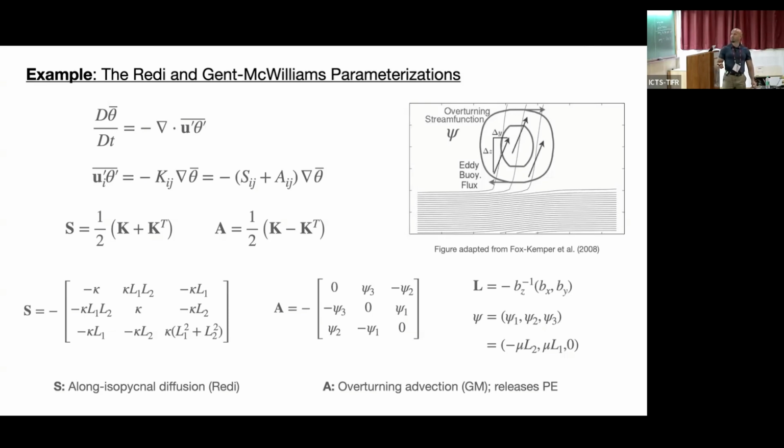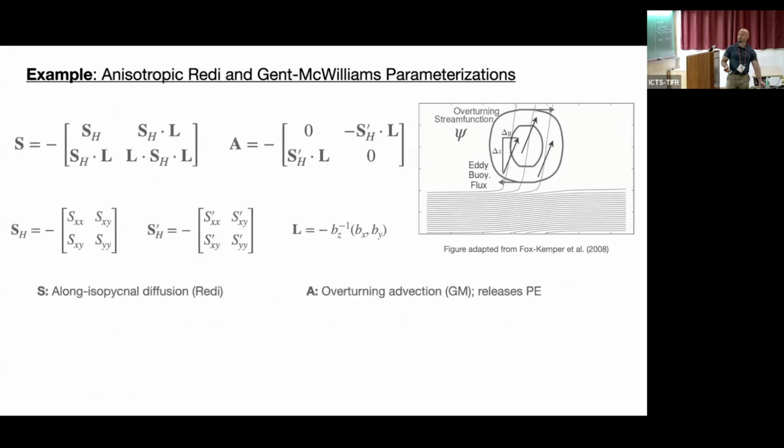So the diagram here is essentially showing what the Gent-McWilliams parameterization does, which is release potential energy by fluxing stuff slightly across the isopycnal slope so that it slumps these surfaces over. It mimics the actual action of mesoscale eddies, releases PE, and it does essentially isopycnal overturning.